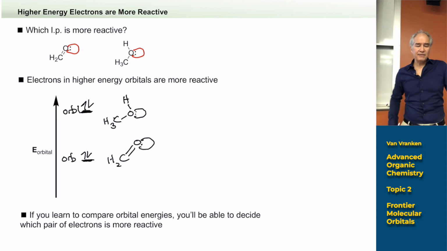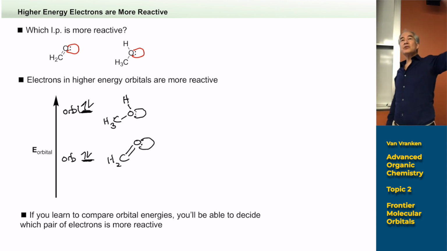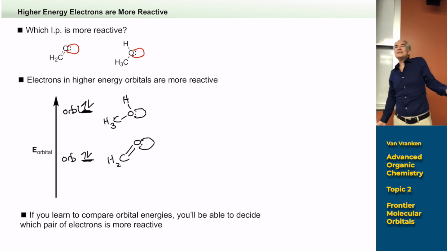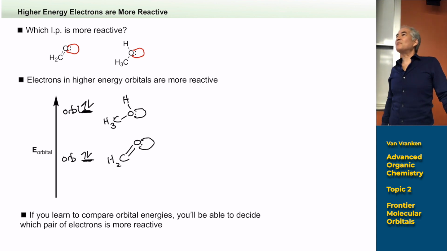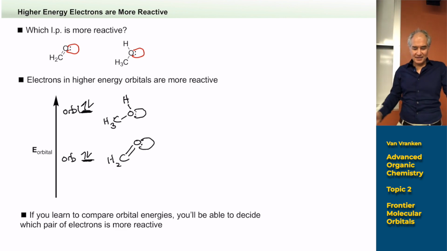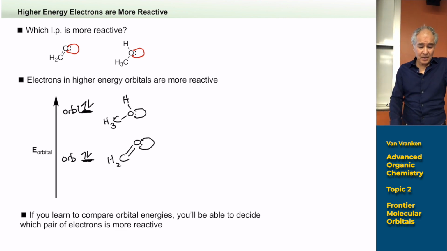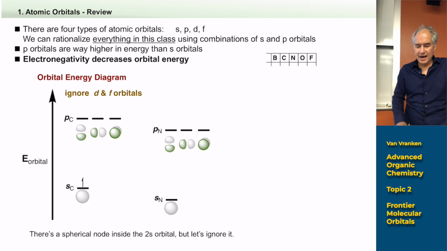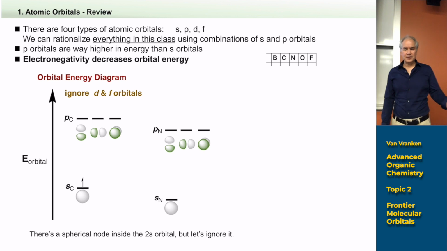Electrons in higher energy orbitals are more reactive. Higher energy electrons are more reactive. I hope that's intuitive. That's the easy part. If you're a higher energy electron, you're more reactive. That's easy. So if we just had some way to predict which orbitals are higher in energy and which are lower, we've got this whole thing wired. Everything's easy after that. So we've got to work on this. We've got to figure out which orbitals are high in energy and which are low in energy, so we know which pairs of electrons are more reactive and which are less reactive.